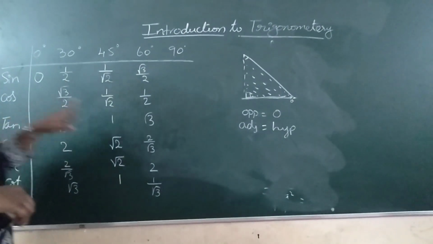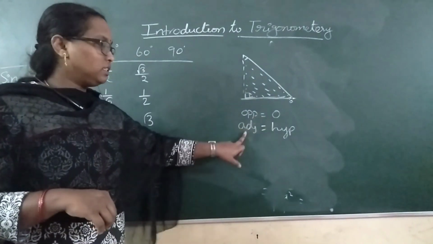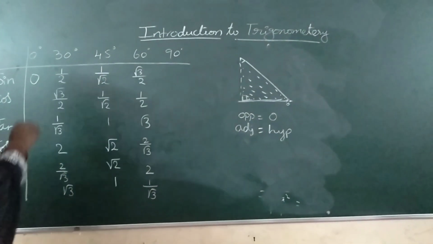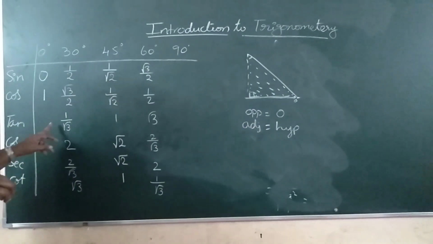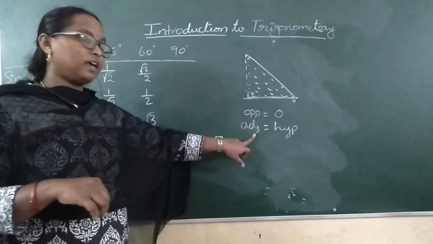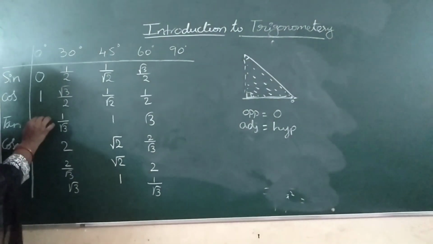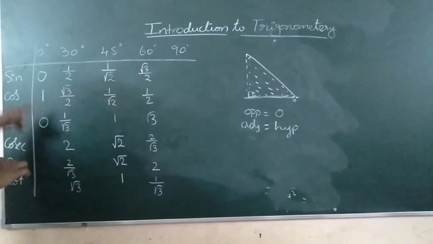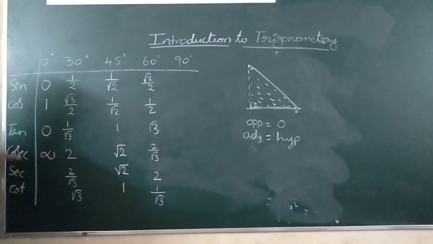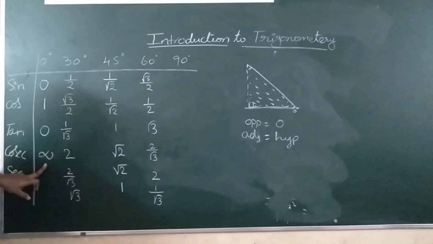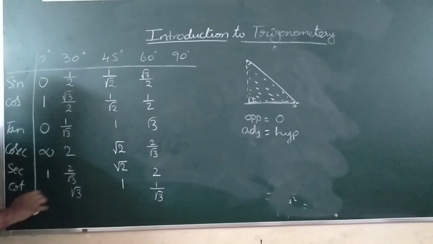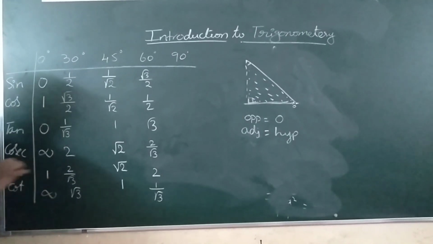Adjacent by hypotenuse. Adjacent equals hypotenuse. So adjacent and hypotenuse both will get cancelled. Then what will you get? 1. Coming to tan. Opposite by adjacent. 0 by anything again? 0. From here you just place it there. 0 reciprocal is not defined. Here, not defined we will write with the infinity symbol like this. And 1 reciprocal is 1. Again 0 reciprocal is not defined. Clear? So for 0 angle, everything is over.